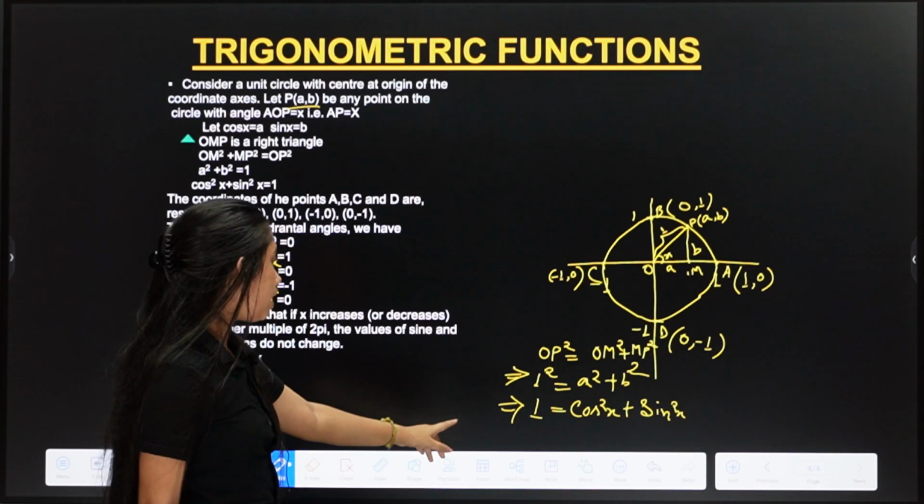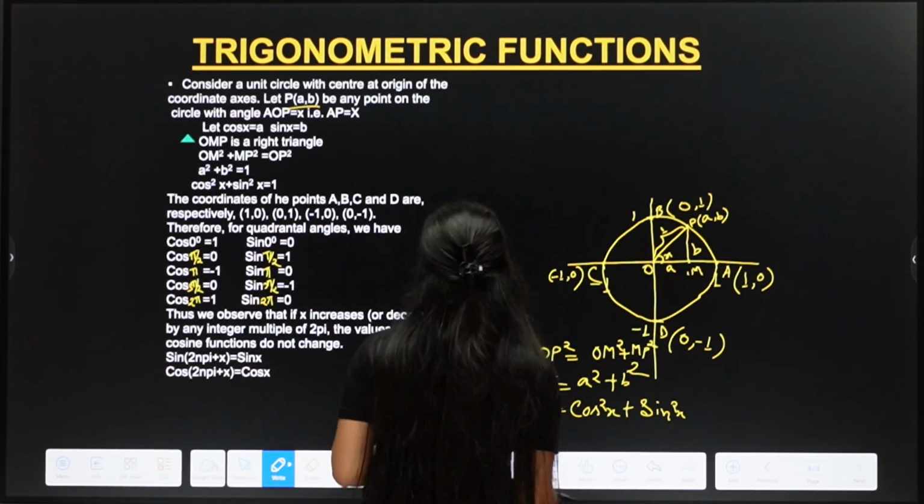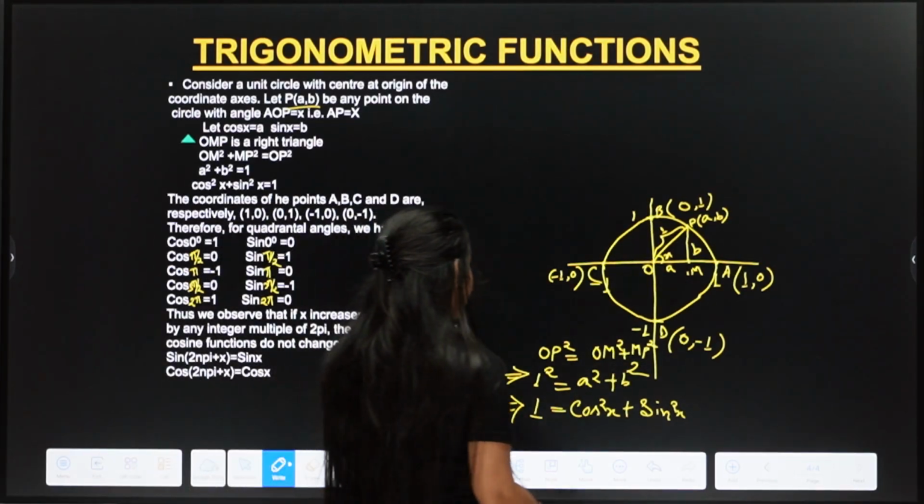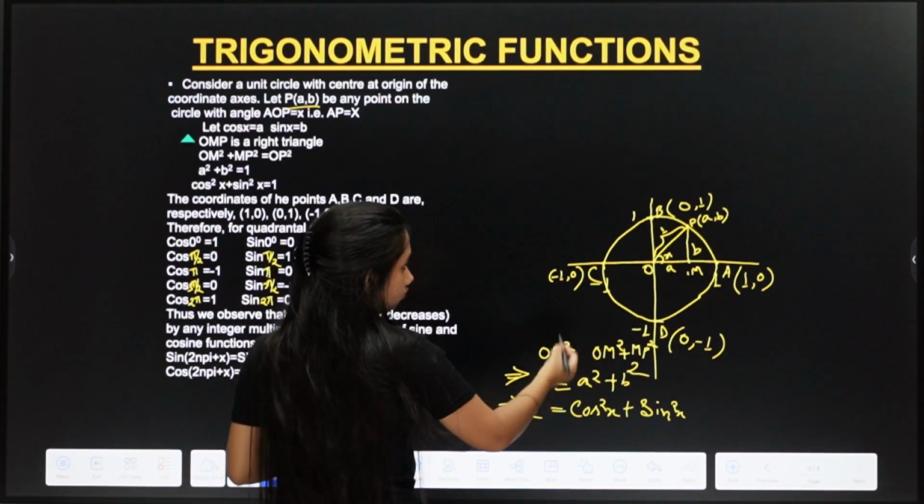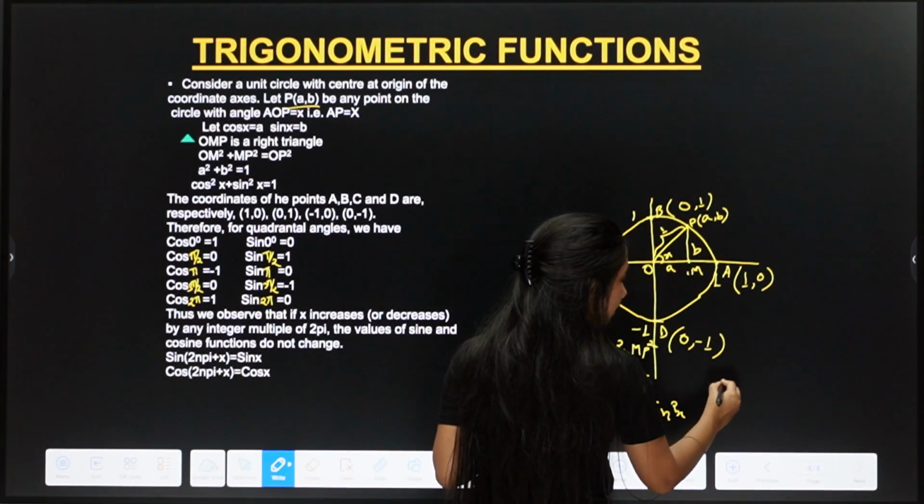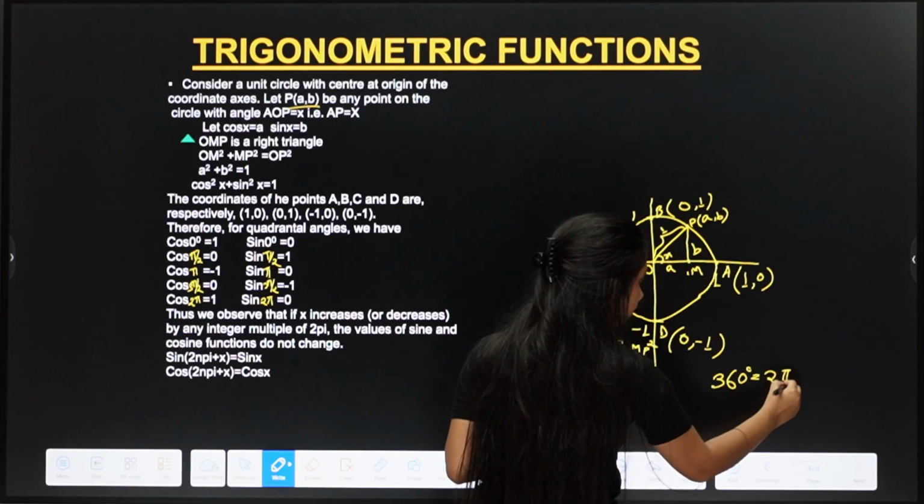And this is the formula, and we have used it in previous classes also, that is class 10, and we will use it later also. Again we can see that one complete revolution is 360 degrees, that is 2 pi.